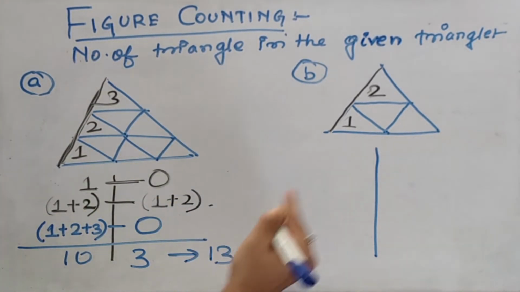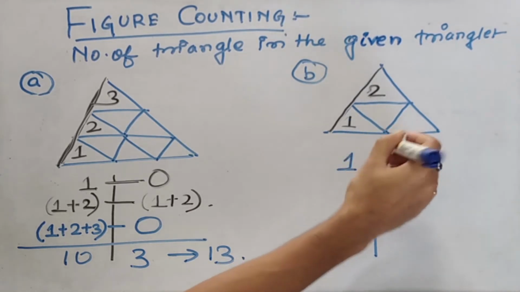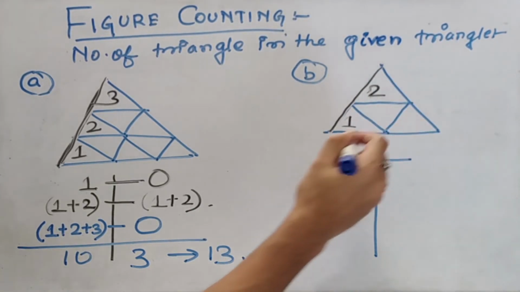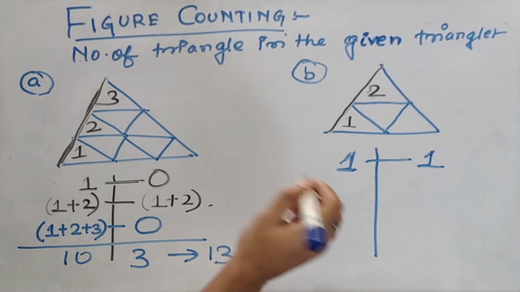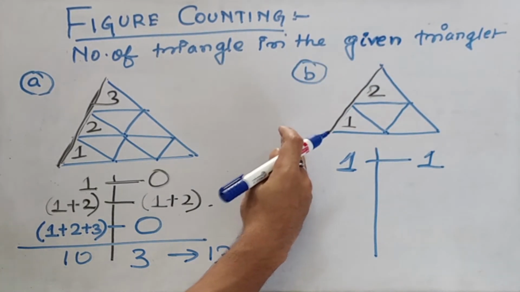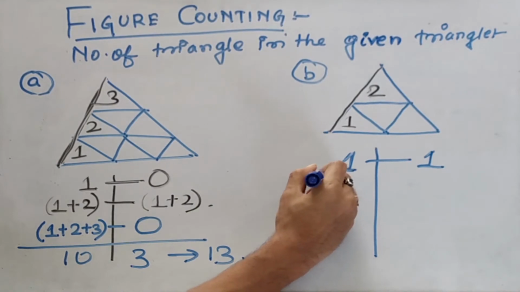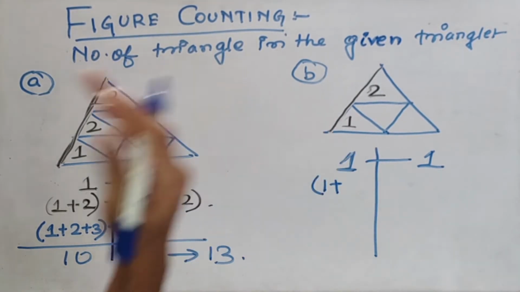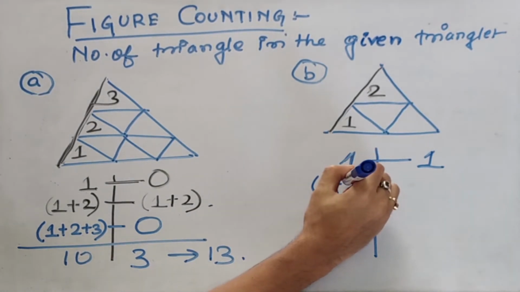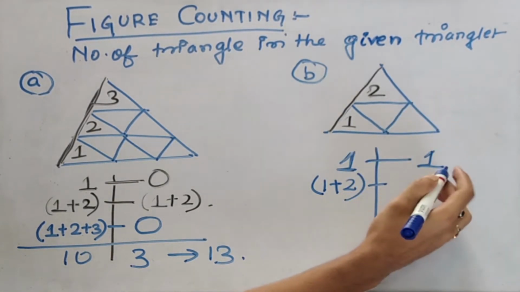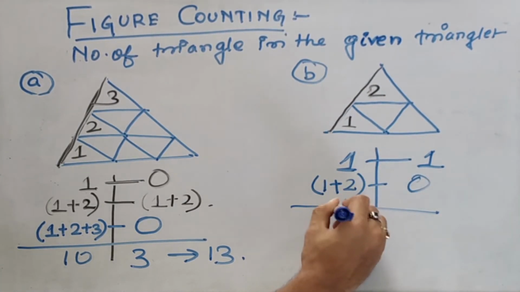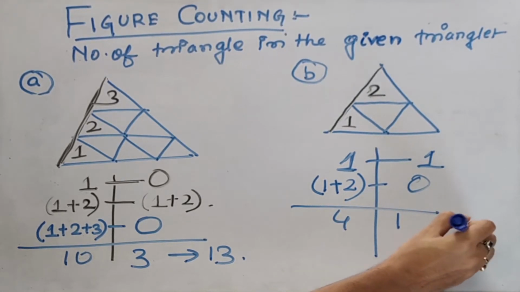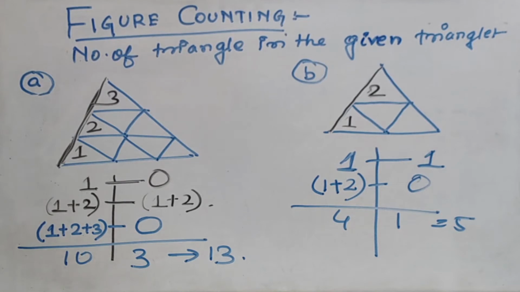Okay, so let's see. So the first one will be 1, and over here on the left hand side you have to write 1, that is the first part, and on the right hand side you have to write the same thing. On the odd stage you have to write the same thing on the left hand side and the right hand side. For the even stage, that is on this even step, you have to write the cumulative one, and on the right hand side you have to put a 0, and now you have to calculate. So 3 plus 1 is 4, plus 1 is 5. So total number of triangles present in this triangle is nothing but 5. Okay, so I hope it is clear.